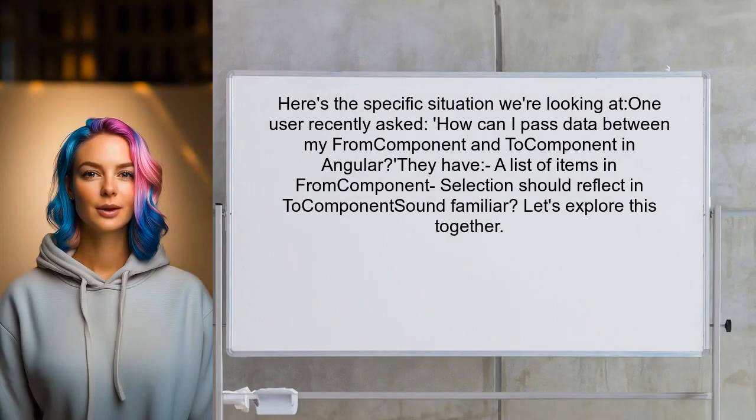Here's the specific situation we're looking at. One user recently asked, how can I pass data between my from component and to component in Angular? They have a list of items in from component, and when an item is selected or deselected, it should reflect in to component. Sound familiar? Let's explore how to tackle this together.